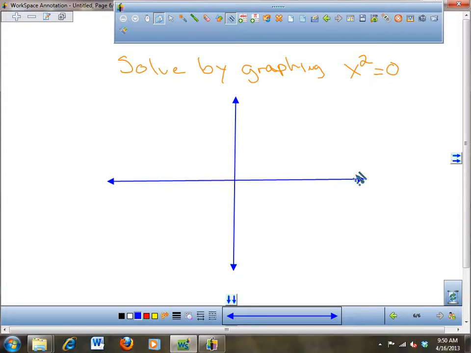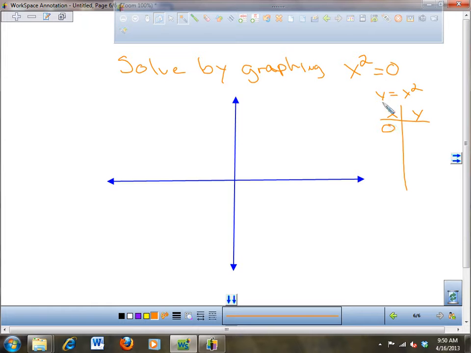So first what you're going to do is you're going to graph y equals x squared. And this is a really easy one to graph. When x is 0, when I plug in 0 in here, what do I get for y? What's 0 squared? 0. When I plug in 1 in here, what do I get out? 1. When I plug in 2, 4. When I plug in 3, 9. So this one goes through 0, 0.